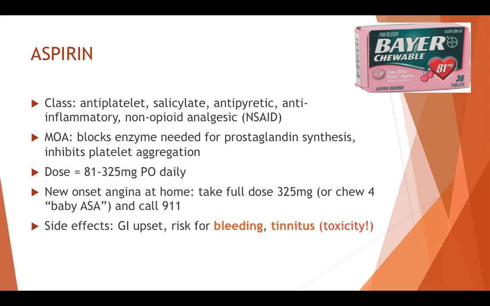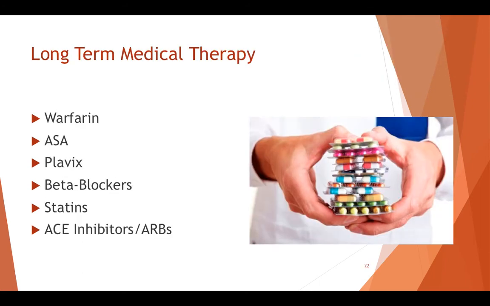But I just want to talk about the MONA acronym. And then long-term medical therapy, they might be on warfarin or Coumadin, aspirin, Plavix. Again, the aspirin and Plavix, they might be on both as dual antiplatelet therapy. Beta blockers are going to help, statins, and ACE inhibitors and ARBs. So please make sure you review some of the other classes.